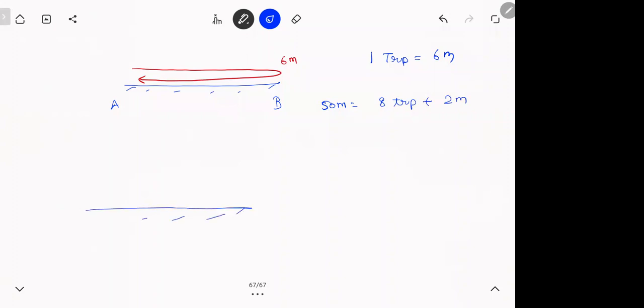Means finally, where will the block stop? So it will complete 8 trips, and then you will come and stop somewhere here, 2 meters from A. That's your final answer. So in the options, it will be like 2 meters from A, 1 meter from B. Options will be given like that. So it will travel 8 times front and back, and then it will travel 2 meters and stop. Hope that was clear. So the answer is 2 meters from A.